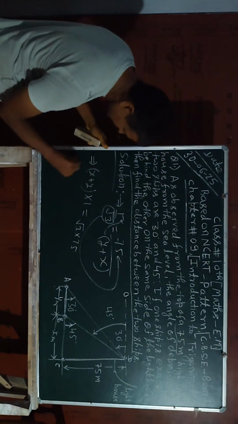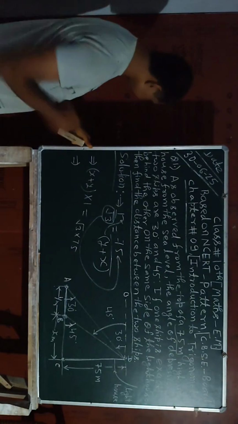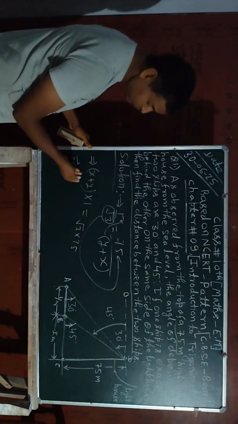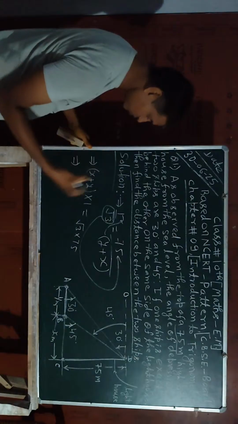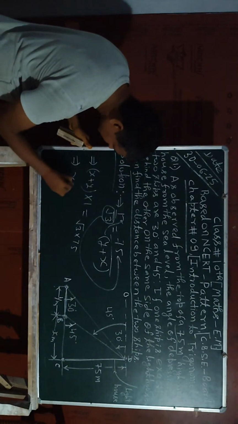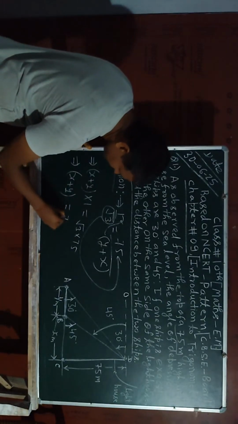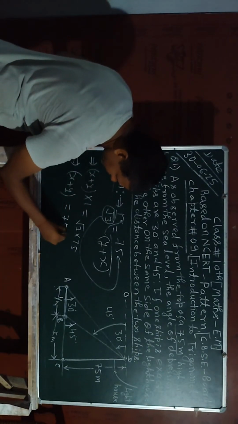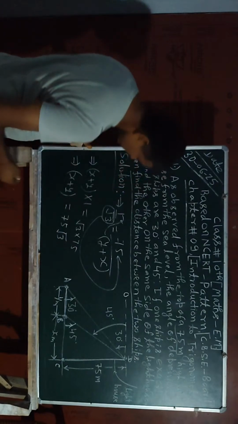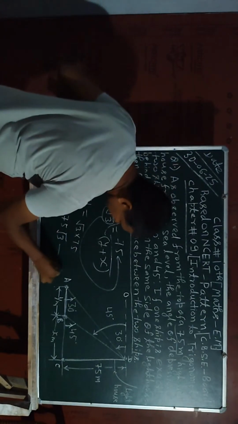So I will say again, any number which is multiplied with 1, that number will be the same. So here I can write x plus y, which is equal to, here I can write 75, I will put before, and then I will put here root 3. So I can say this is equation number 1.